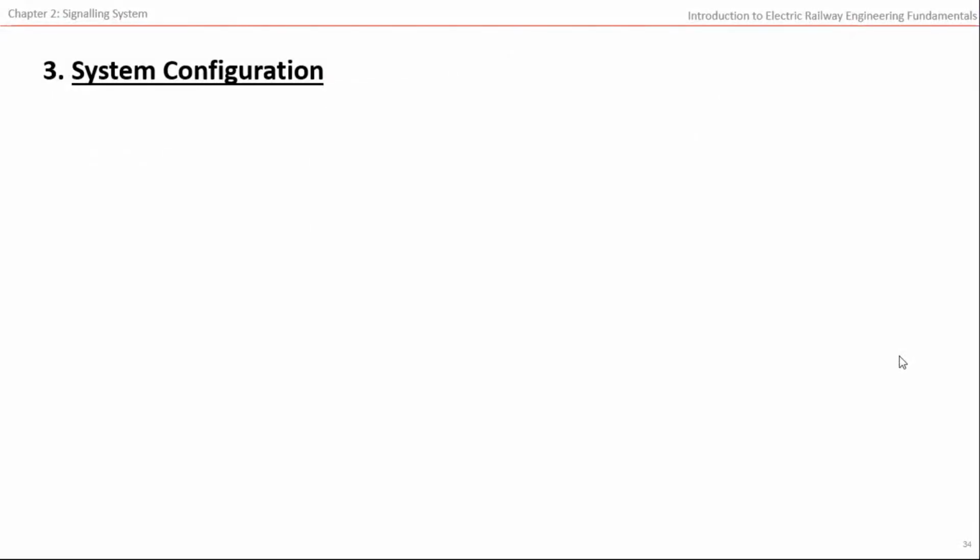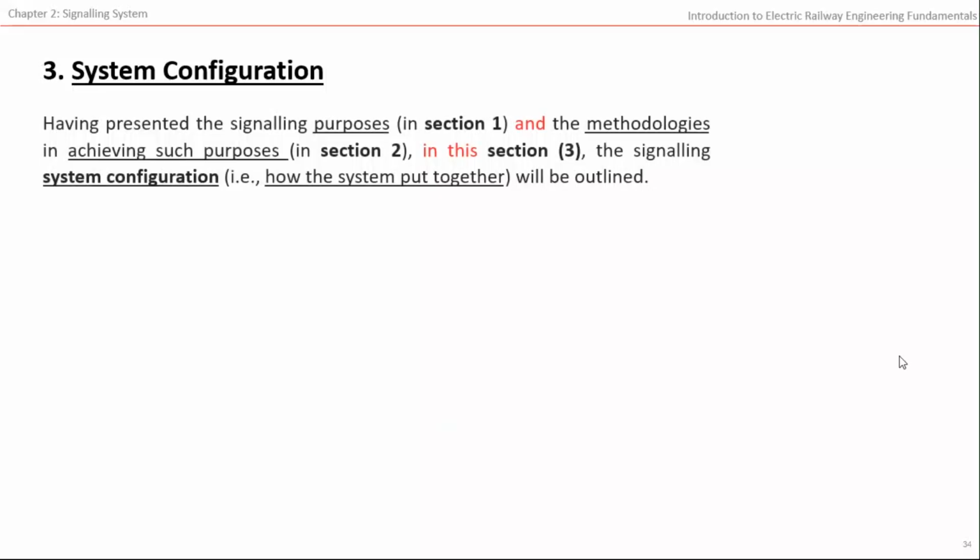Next, we will talk about system configuration for the signaling system. In section 1, we talk about the purposes of having the signaling system in a mass transit system. And in section 2, we talk about the methodologies on how to achieve such purposes. And in this section 3, we will talk about signaling system configuration, how we put them together.